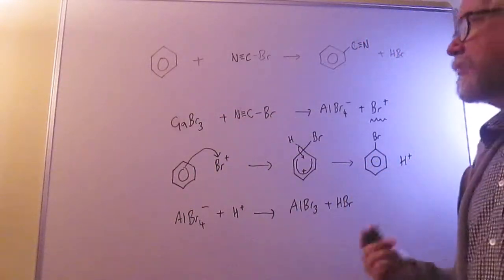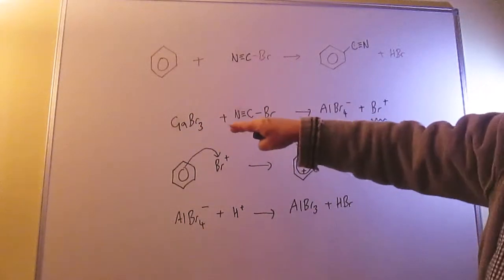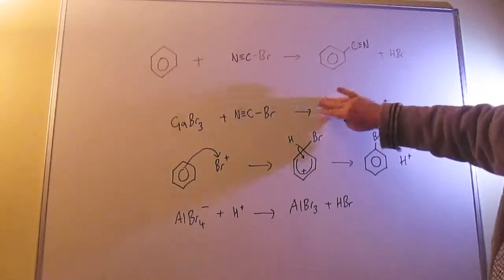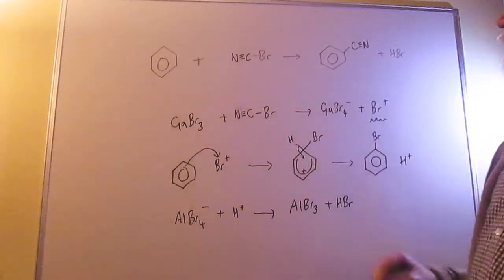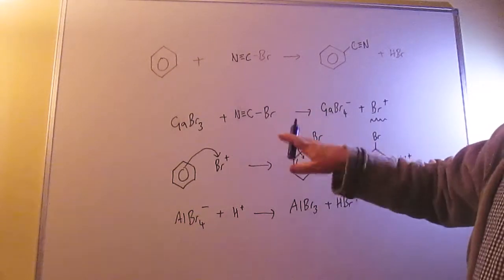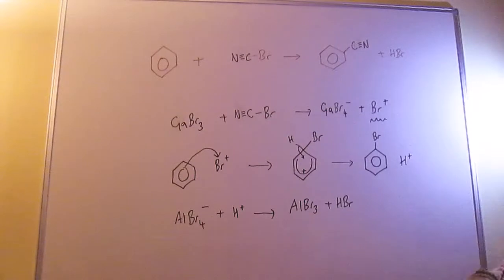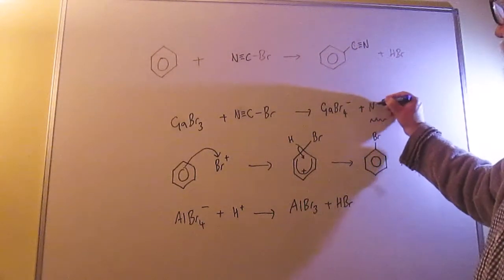And just remember that it always does the same thing. It grabs the halide ion from whatever it's reacting with. So it's still going to grab that Br-, so that bit's the same, except that it's now gallium. But the crucial thing is what it leaves behind once it's pulled that Br- away is that. And so we're going to get not Br+, but CN+.